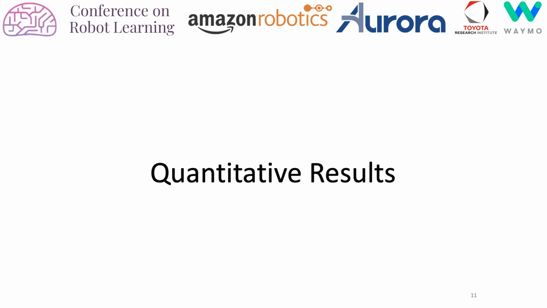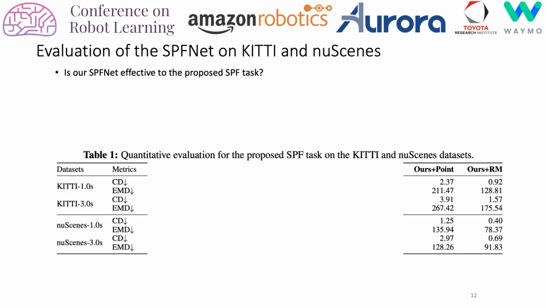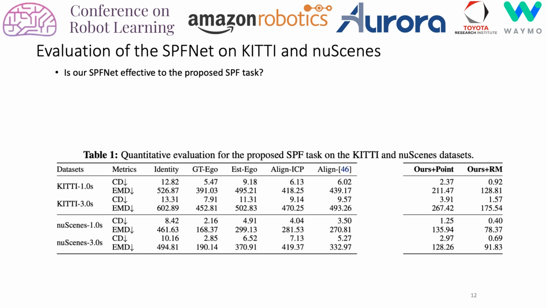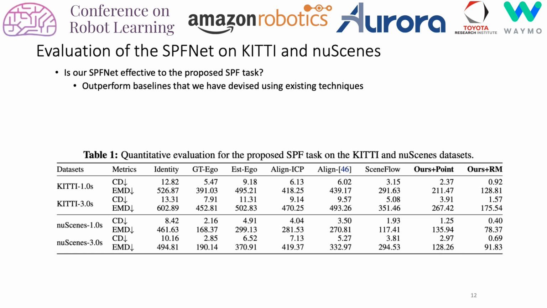Okay, let's talk about the results. The first question is, is our SPFNet effective for the SPF task? To answer that question, we devised a few baselines for comparison. For example, directly copying point clouds from the past, or using ego motion estimation, or using point cloud alignment techniques to propagate point clouds to the future. Lastly, we use one scene flow method to compute the pointwise motion and propagate it to the future. From the results, we can see that our method with 2 different encoder-decoders performed the best, which is reasonable because only our method is designed for non-horizon prediction.